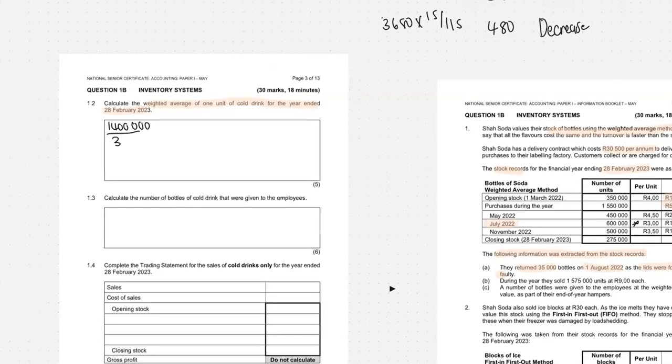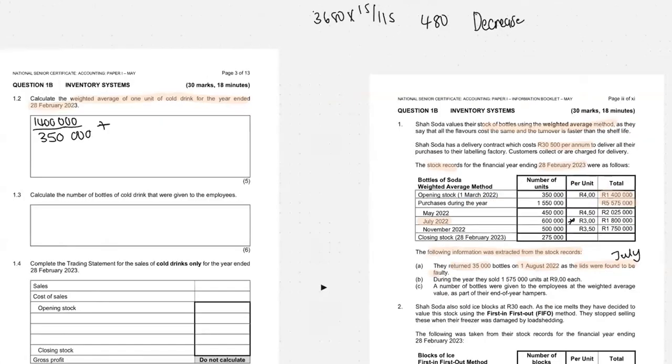Then we add purchases. We had purchases of a total of 5,575,000, so we put that at the top. And then at the bottom, the total purchases in units, which is 1,550,000. Then we continue, we have our returns.